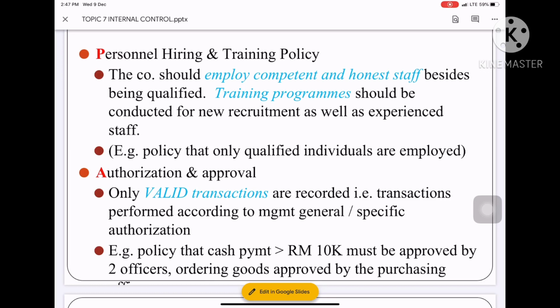It means that maybe we are going to change to a new system for a company. Make sure that all the related staff have a training program. Otherwise, things cannot be done smoothly. All right, an example policy is that only qualified individuals are employed. For example, we should take a person who has the right knowledge for the right position.